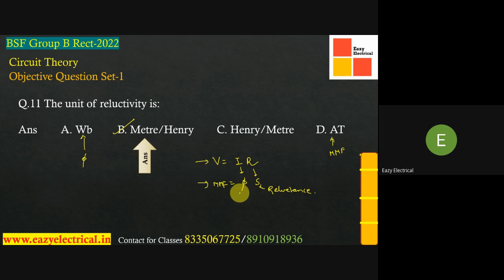So this is the equivalence of the circuit in case of electric circuit and a magnetic circuit.